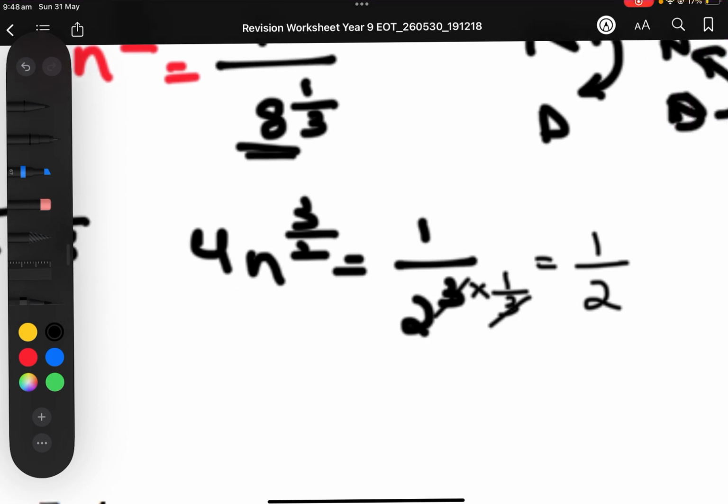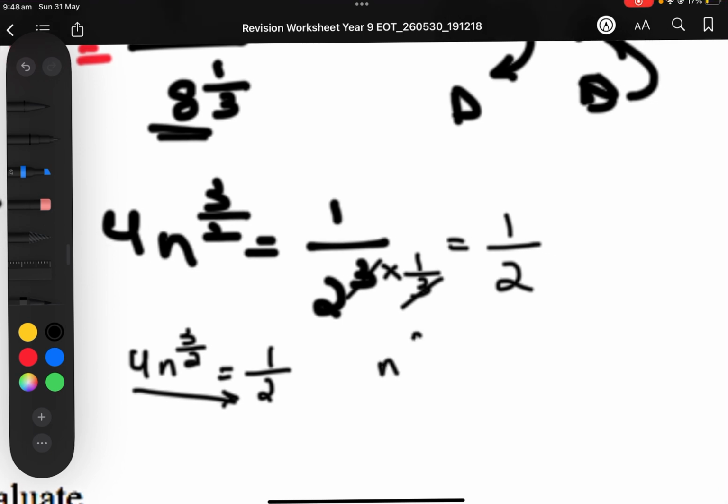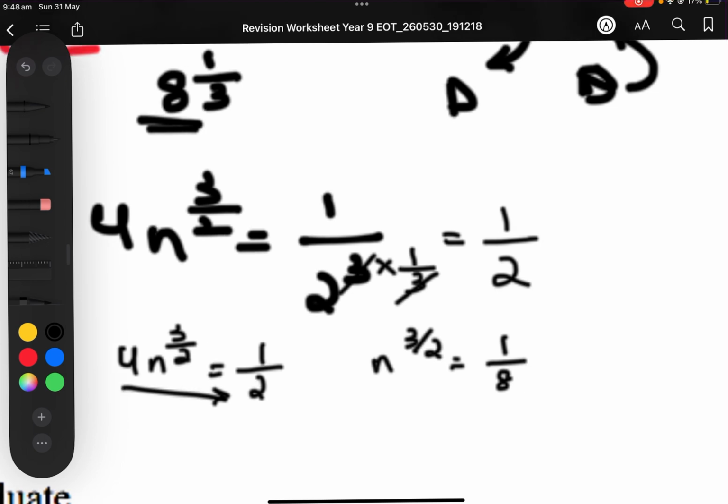Now this 4 is here. It is 4n to the power 3 by 2. So that becomes 1 by 2 here. Send this 4 down. It becomes n to the power 3 by 2 is equal to 1 by 8. 1 by 8 is what you get.